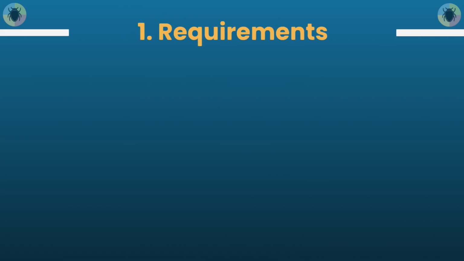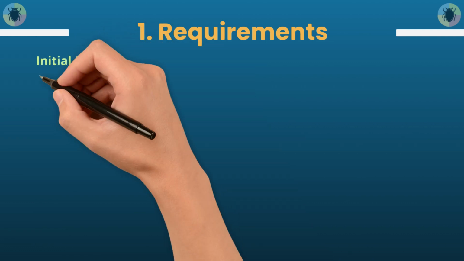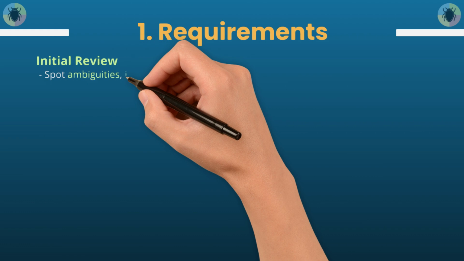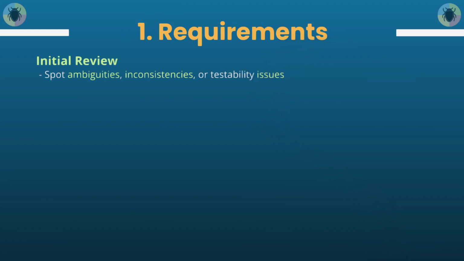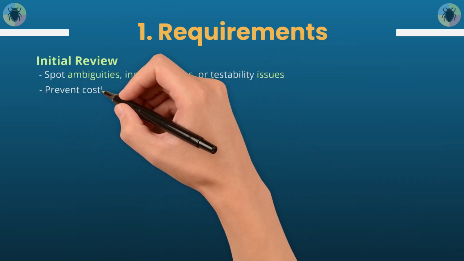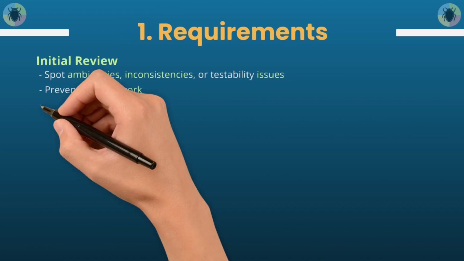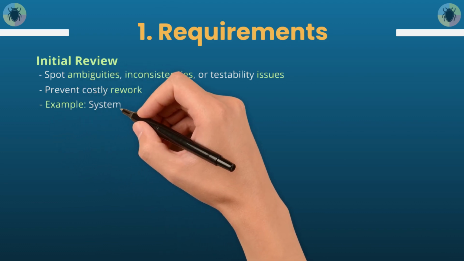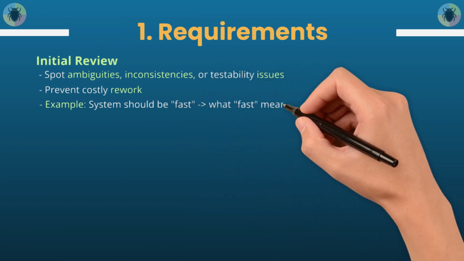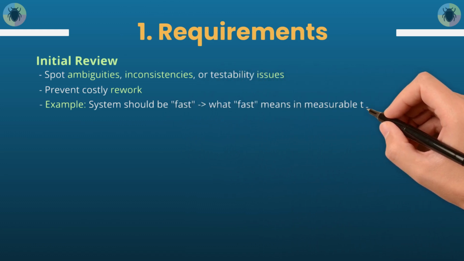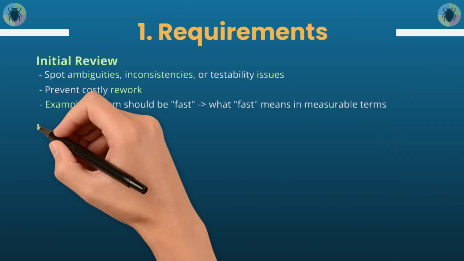Requirements gathering and analysis. Initial review. The testing team reviews and analyzes requirements to spot ambiguities, inconsistencies, or testability issues. This proactive approach helps prevent costly rework later in the development process. Example: if a requirement states that a system should be fast, testers can prompt stakeholders to define what fast means in measurable terms, like a response time of less than 2 seconds for any user action.